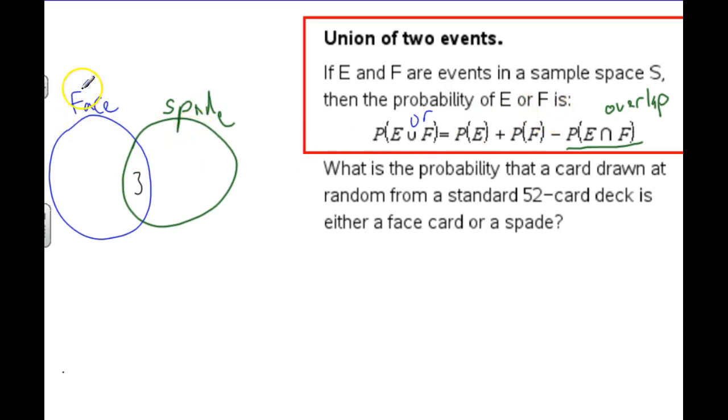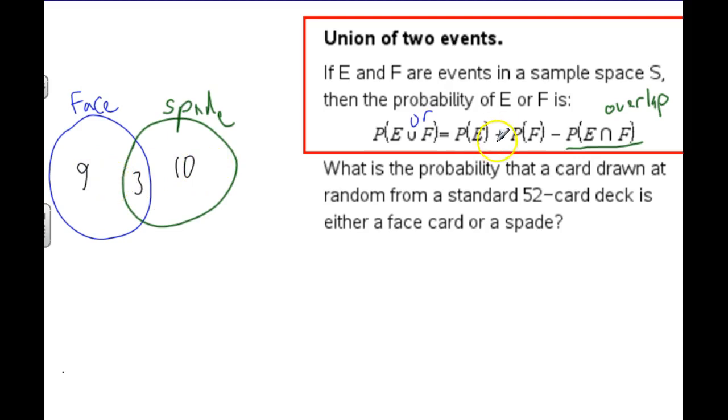We know there's a total of 12 face cards. So 3 of them are spades, and 9 of those are not spades. So you have 3 diamonds, 3 hearts, 3 clubs here. There's a total of 13 spades, but 3 of them are face cards, so 10 of them are not face cards. So I have 13 spades. I have 12 face cards. That's a beautiful picture of this.